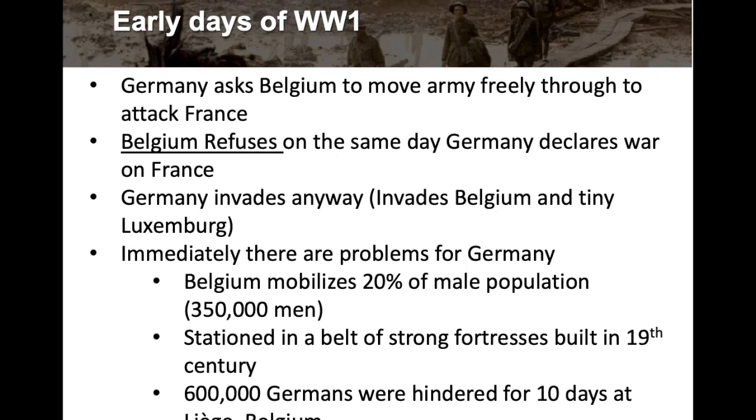Don't forget that 180,000 Germans. 600,000 Germans are hindered for 10 days at Liège, Belgium. That 10 days is critical because in the meantime, as they're being slowed up by the Belgians, Russia has mobilized and they're bringing their forces against Germany on the Eastern Front.